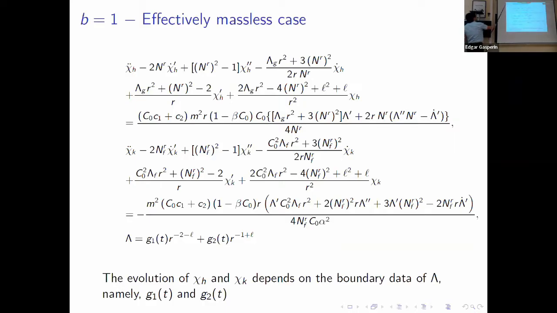And since there's always the parameter B minus 1, we can classify the behavior of our variation depending on the variable. When we consider B equal to one, then the two modes, chi H and chi K, are completely decoupled. And both of them are sourced by a large lambda. But as I mentioned, we have already solved the large lambda type. So once we give the boundary data, then we can determine G1, p, and c. Then, plugging them in as a source term, we can follow the time evolution of chi H and chi K.